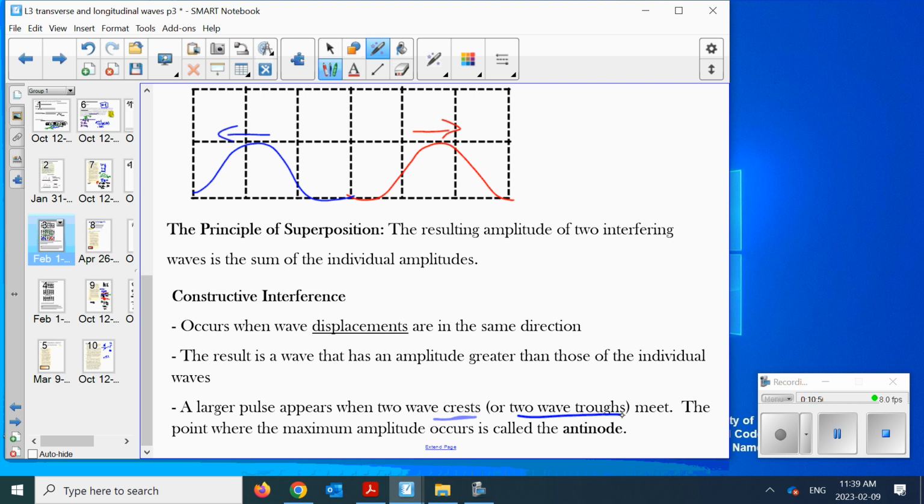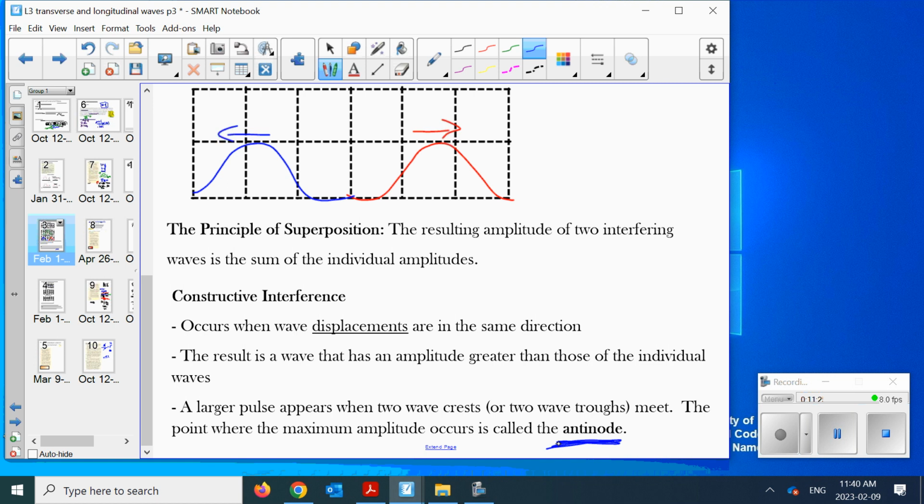The point where maximum amplitude occurs is called the antinode. I'm going to get you to just underline that antinode, the double hump or the built up. It doesn't have to be double. One could be a size of 1, the other one could be 10 centimeters, and the other one could be 20 centimeters. They're not equal. They'd add to 30 centimeters. It's mathematically additive.